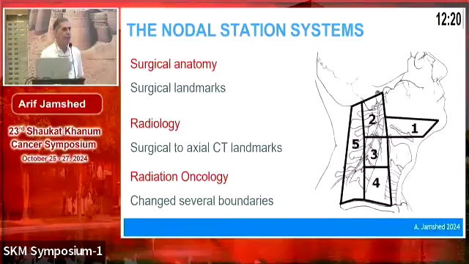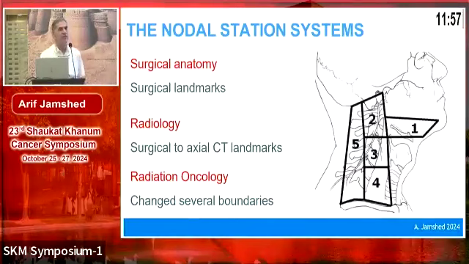They look for things which they can actually identify at the time of surgery. They can identify the skull base, the stylohyoid muscle, the hyoid bone, and the accessory nerve. So they use those markers for dividing the neck into different segments, which are 1, 2, 3, 4, and 5.